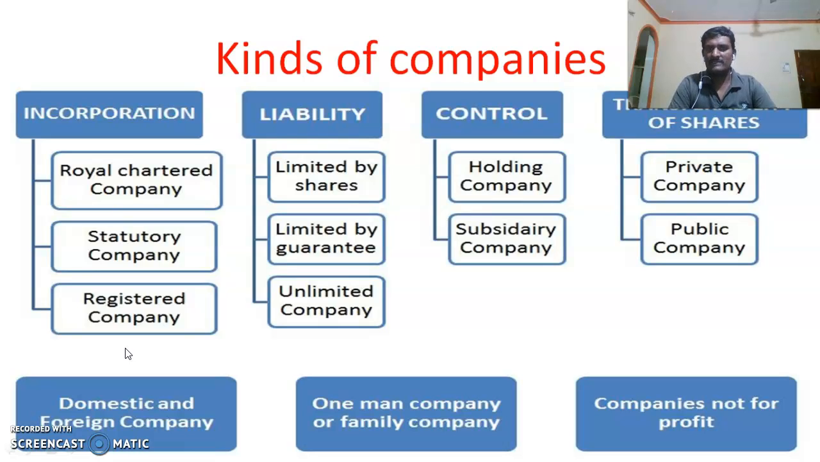Likewise, we have a classification of companies on the basis of transferability of shares, and here we have two types. One is a private company and another is a public company. Private company means the company which has restrictions on the transferability of shares.